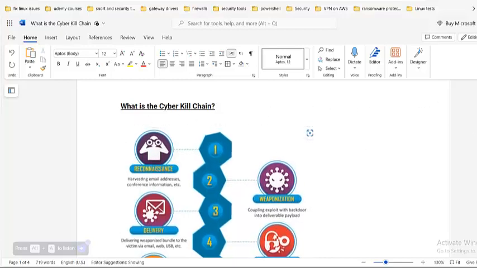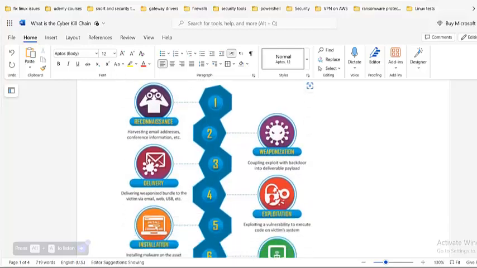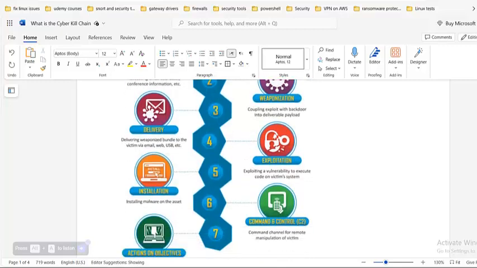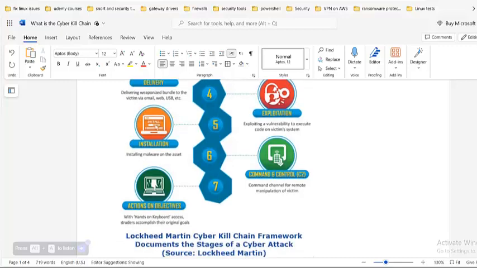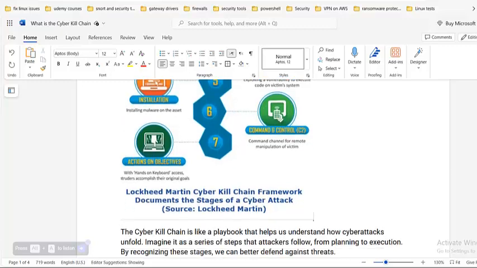As you can see, I have 7 steps: reconnaissance, weaponization, delivery, exploitation, installation, command and control, or C2, actions on objectives. And this image was from the source Lockheed Martin. If you want to know more about it, just do a Google search on that and you'll find more information about it. So, what is it?